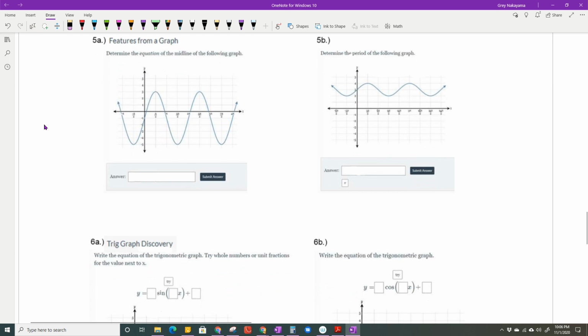All right, features from the graph. You got to pay attention to these directions. I think there's only 2 types of problems. You got to find the equation of the midline, or you're going to be finding the period.